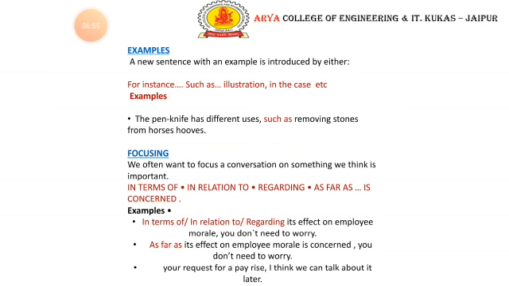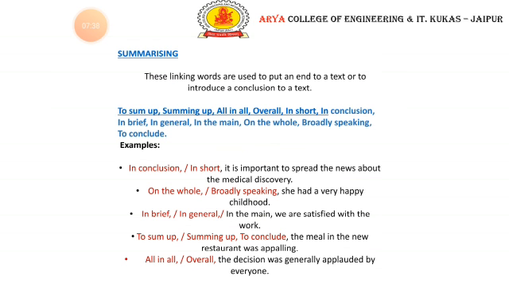Now the word focusing. We often want to focus a conversation on something we think is important, like in terms of, in relation to, regarding, as far as is concerned. So, in terms of, in relation to, regarding its effect on employee morale, you don't need to worry. So among the three we can use any word generally to focus the basic conversation which is going on. As far as the effect on employee morale is concerned, you don't need to worry. So here also it is using it basically to focus.